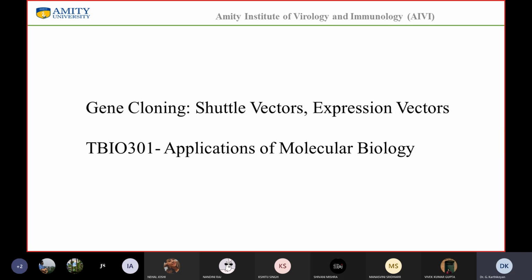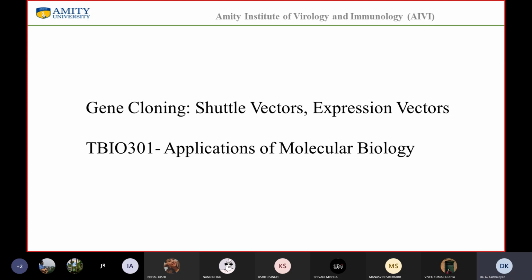Okay. Very quickly, in today's class, we will look at what shuttle vectors are and what expression vectors are. We have been focusing on cloning vectors so far. The most typical, most common, widely used cloning vector is pUC. UC stands for University of California, and small p stands for plasmid. This is the most commonly used cloning vector.